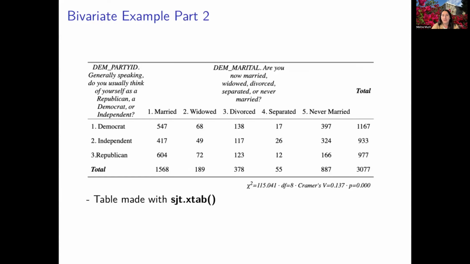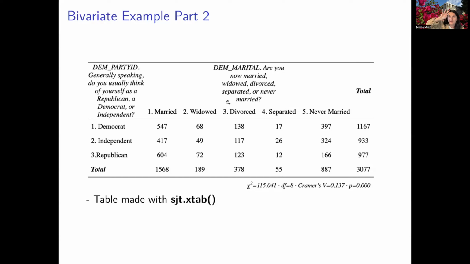So I'm going to show you one from sjPlot. That's the name of the package. And the function in sjPlot we're going to be using is sjt.xtab. So this is a cross tab from the sjPlot package. And we see that in one case, we've got our Dem party ID: generally, do you think of yourself as a Republican, Democrat, or Independent? Cross-tabulated by Dem marital: are you now married, widowed, divorced, separated, or never?